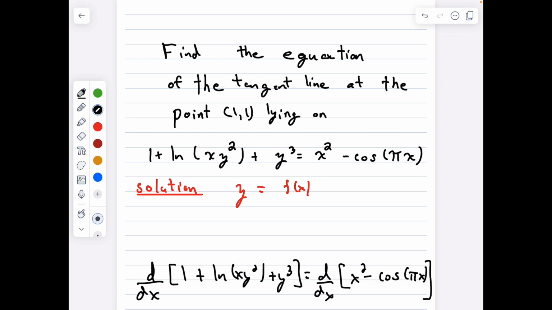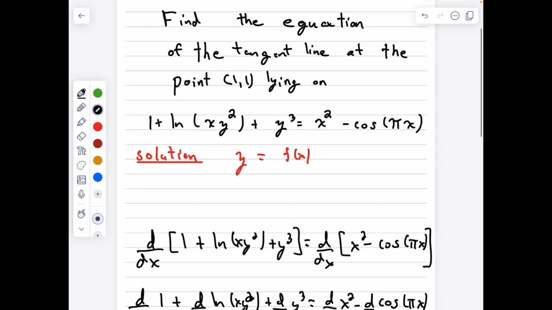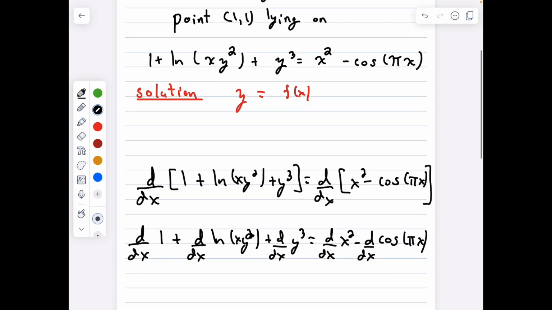Sometimes they'll state which variable is dependent on which. It could technically be that x is dependent on y. Usually they would state that, but if it's not stated, then you're assuming that y is a function of x. So essentially what that implies is that anytime you take a derivative of something involving y, you're going to have dy/dx or y prime next to that term. We'll get to that more in a second. All right, so let's go ahead and get started with this.